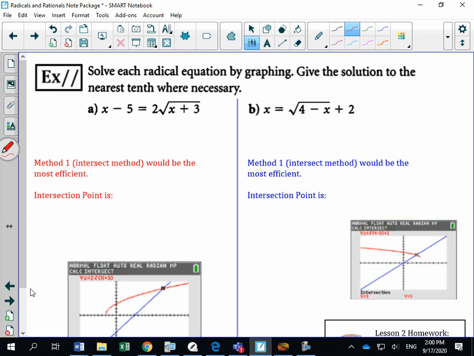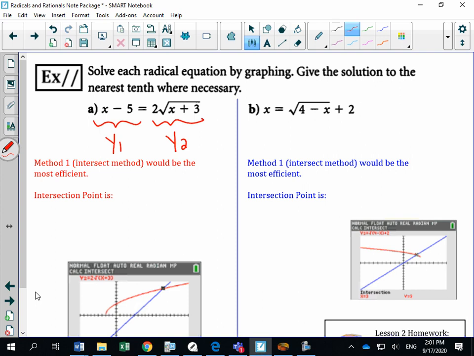Next class example, very similar. For these two, I'm not going to punch them into the calculator. I want you guys to punch them in. For A, I would do the intersection method. I think it's going to be the most efficient. So plug that into y1, plug that into y2, and pause the video and then unpause it, and I'll give you the answer once you get your intersection.